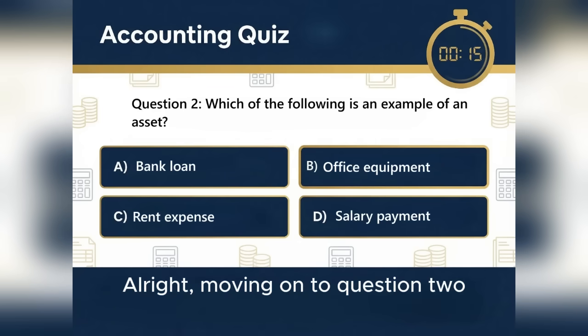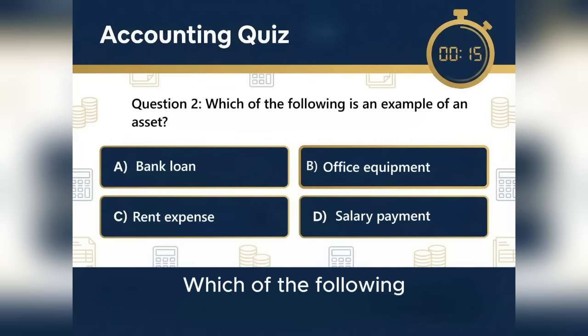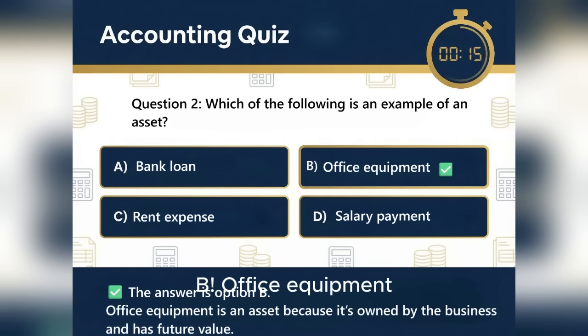All right, moving on to question 2. Which of the following is an example of an asset? Is it A, bank loan, B, office equipment, C, rent expense, or D, salary payment? What do you think? And the answer is B. Office equipment is an asset because it's something the business owns and it provides future economic value.